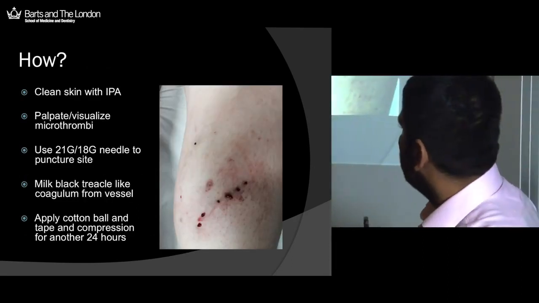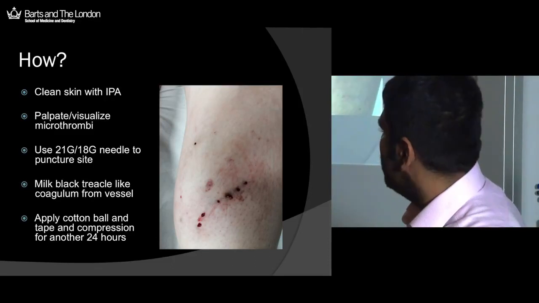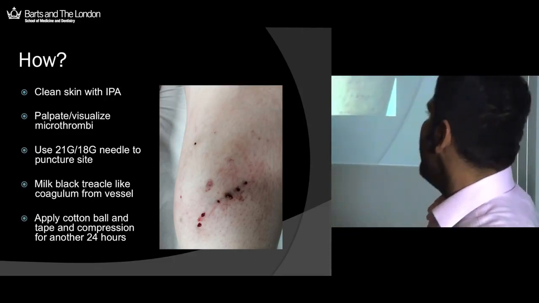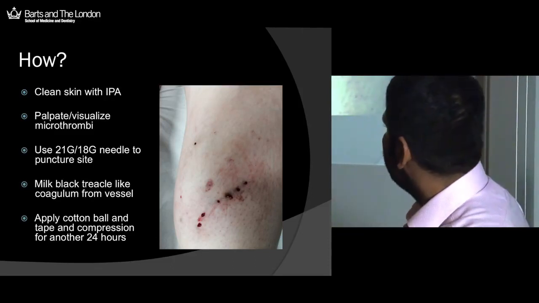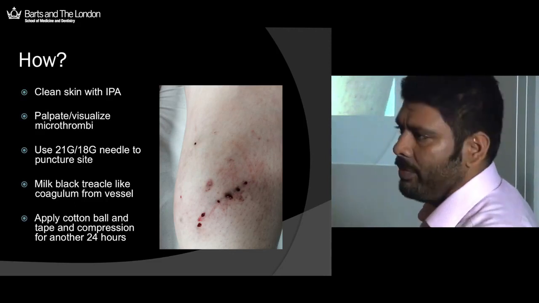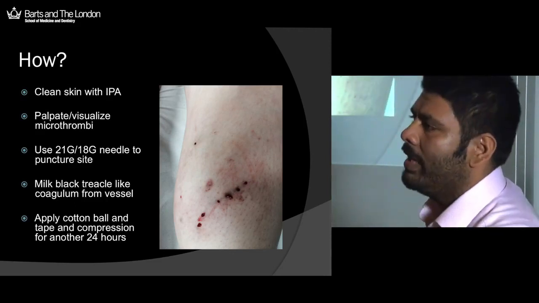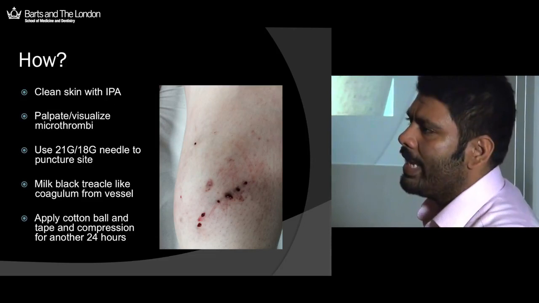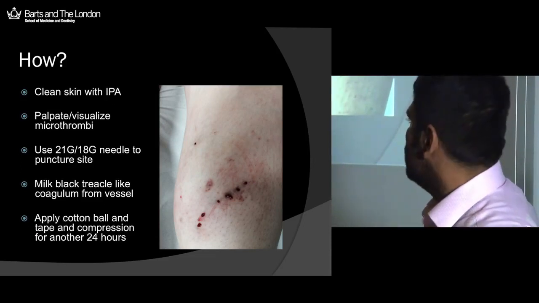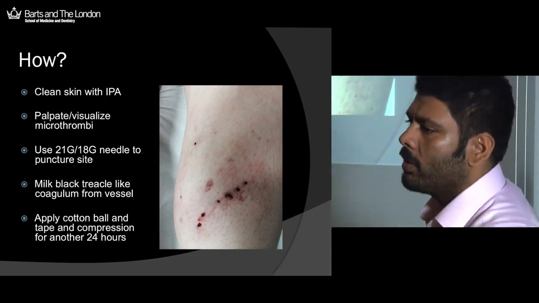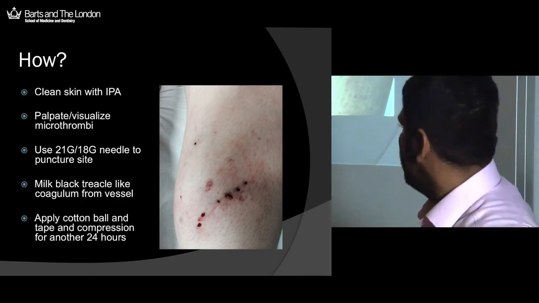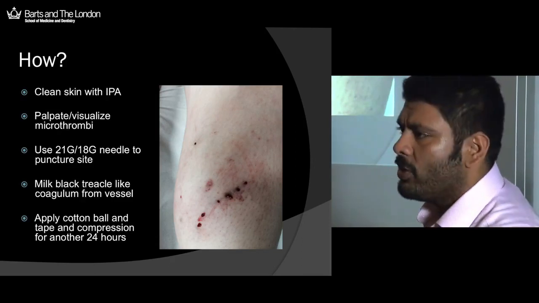So this is an example of me seeing a person 2 weeks later following their treatment. It looks a bit of a mess, doesn't it? But this black stuff is not blood from the vein. This is just coagulum that has developed in the vein. So I'll use an 18 gauge or a 21 gauge needle to just make holes over the little clots, drain them, and the resolution will be much, much faster.